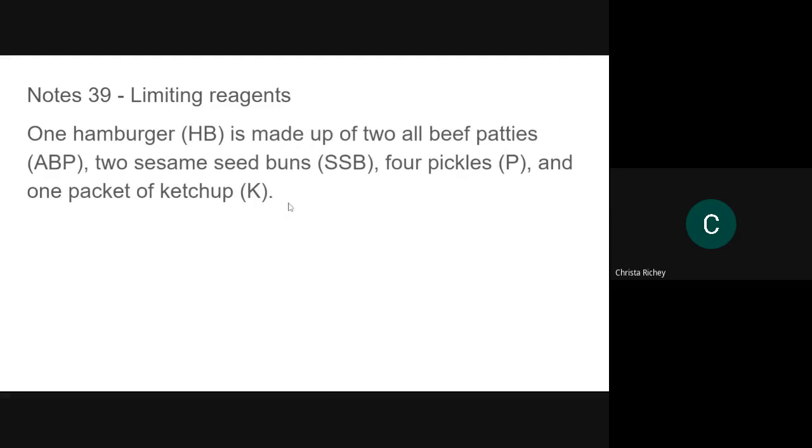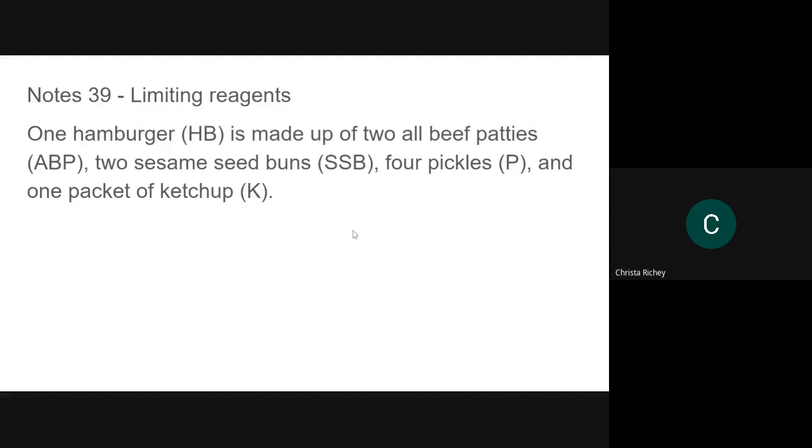Limiting reagents. Okay, this is not chemistry. Okay, this is like a McDonald's ad. It says one hamburger, which is HB, is made up of 2 all beef patties, ABP, 2 sesame seed buns, SSB, 4 pickles, P, and 1 packet of ketchup, which is K. This is similar to using a chemical symbol for an element. That's basically what this is doing.